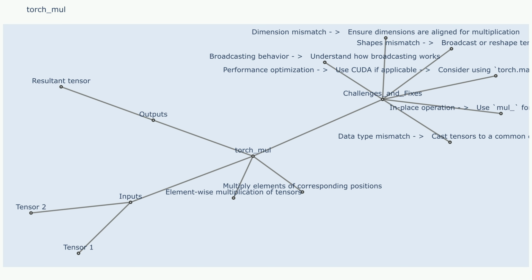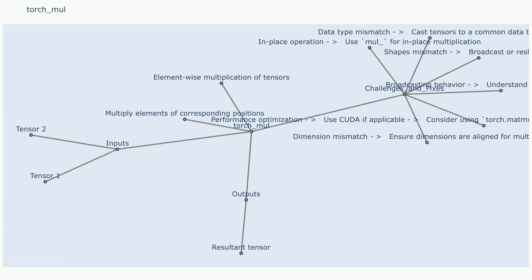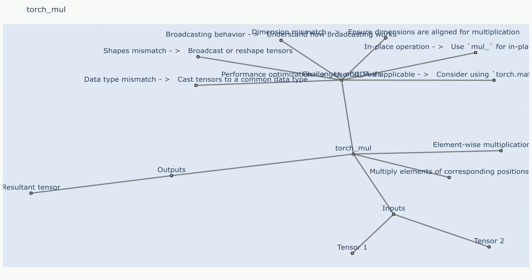torch.mul. Description: the torch.mul function performs element-wise multiplication between two tensors. It is a fundamental operation in PyTorch, enabling you to scale, combine, and manipulate data within your neural networks and other computations. Inputs. Input 1: the first tensor participating in the multiplication. It can be of any shape and data type.